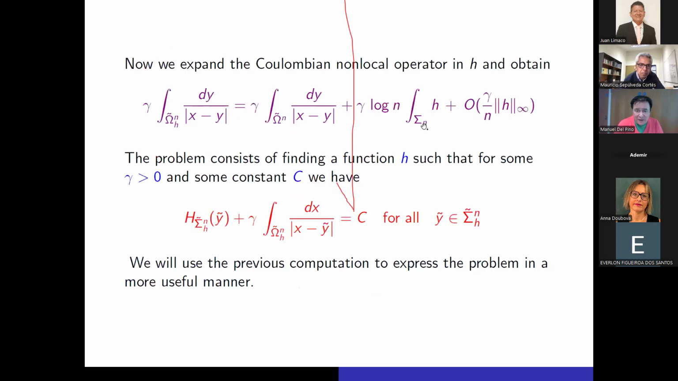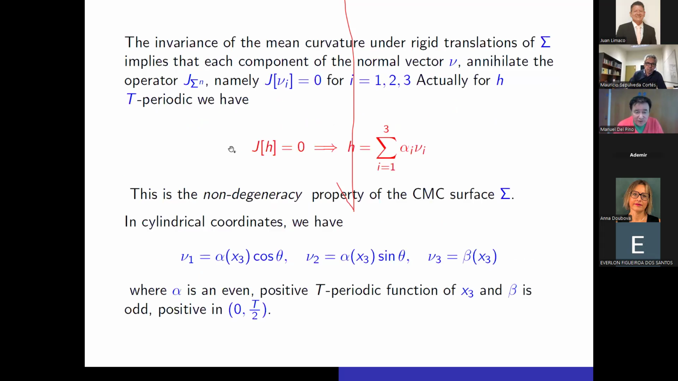And the Coulombian non-local operator you can also expand in a good way. In fact, you find that the operator with the tilde, perturbed by h, can be expanded by the unperturbed one plus a term that is gamma log n times the mean value of h. So what do we do? What we do in order to solve the full problem is to formulate it as a fixed point problem involving the Jacobi operator.